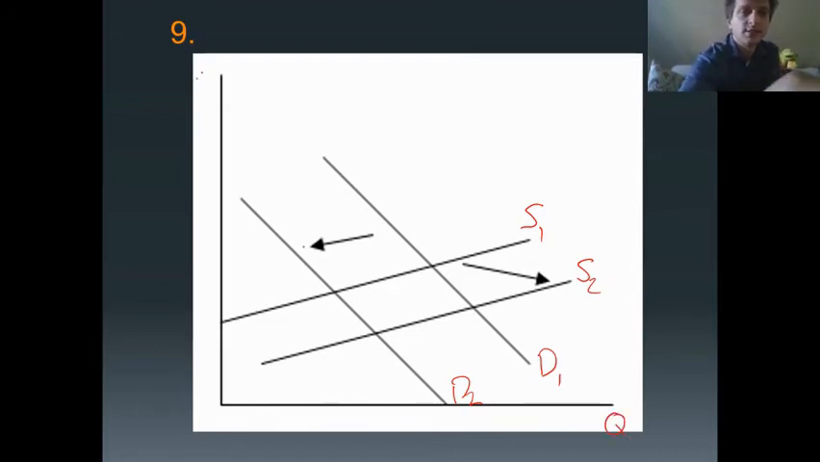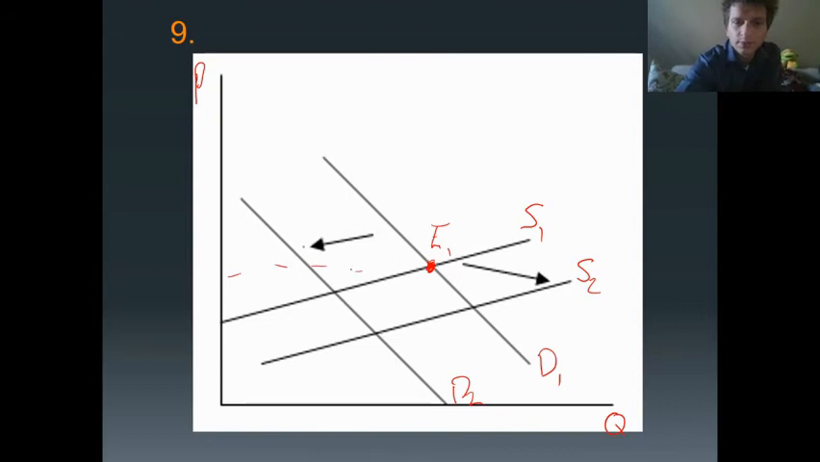Label my axes. Here is our original intersection of supply and demand. So that's our original equilibrium. Now, in our last one, we saw that quantity increased, price decreased. So let's see if that holds up here.